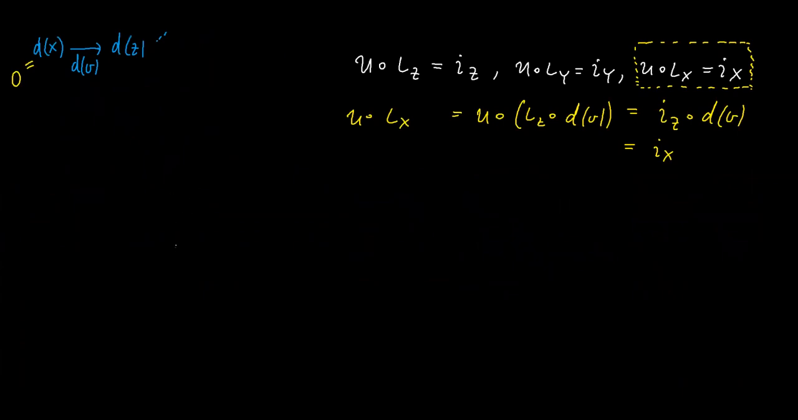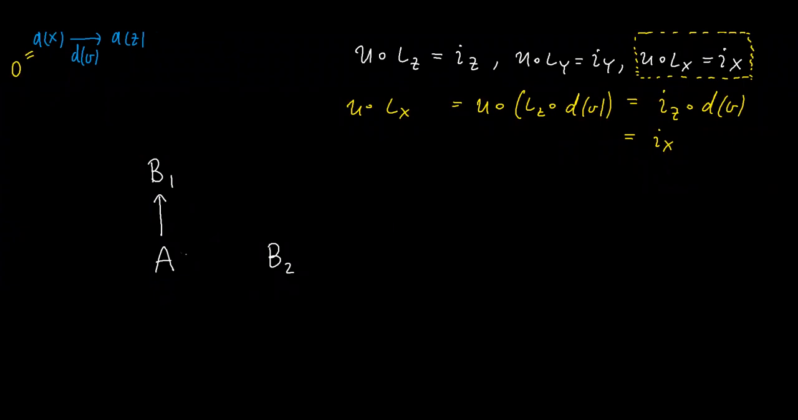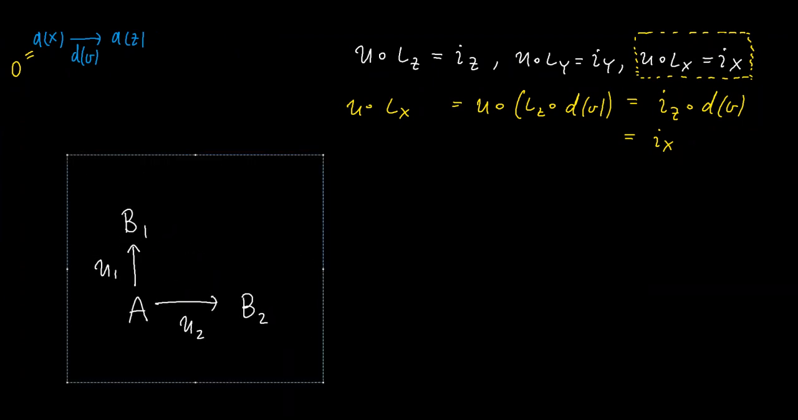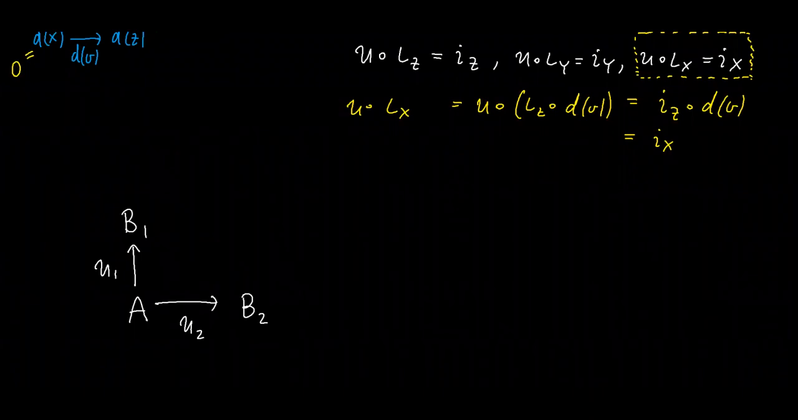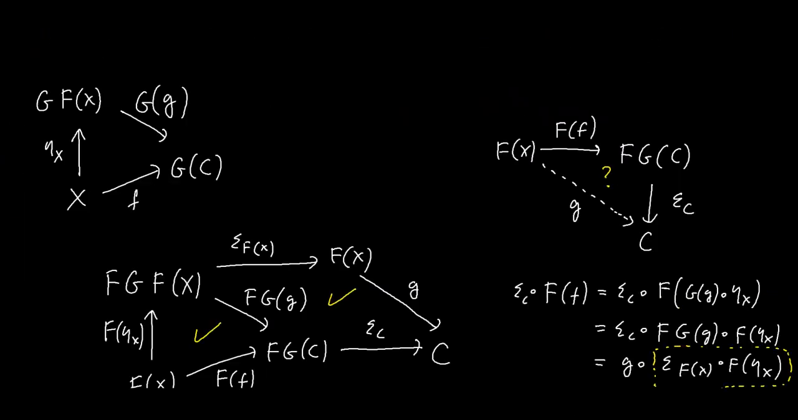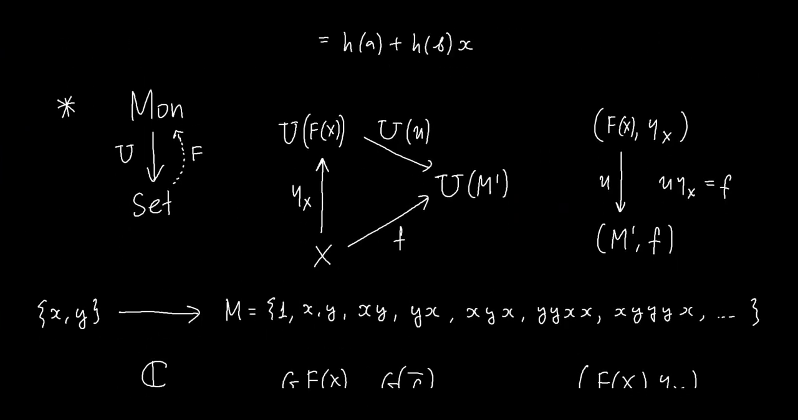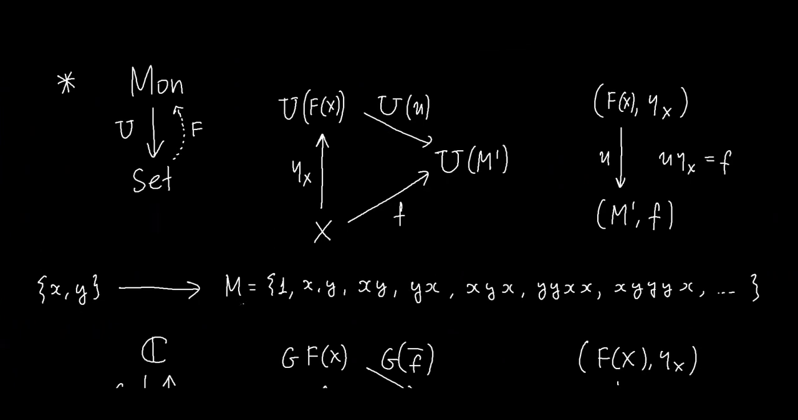So let's pretend we have three sets, A, B, and so let's call this B1 and B2. And then we have two functions, U1 and U2. Now the question is how to build a pushout. And we will approach this question in a similar way we approached the question of how to find the universal construction for this adjunction here, when we were trying to examine the liberal nature of this mapping to get an idea what M should have been.